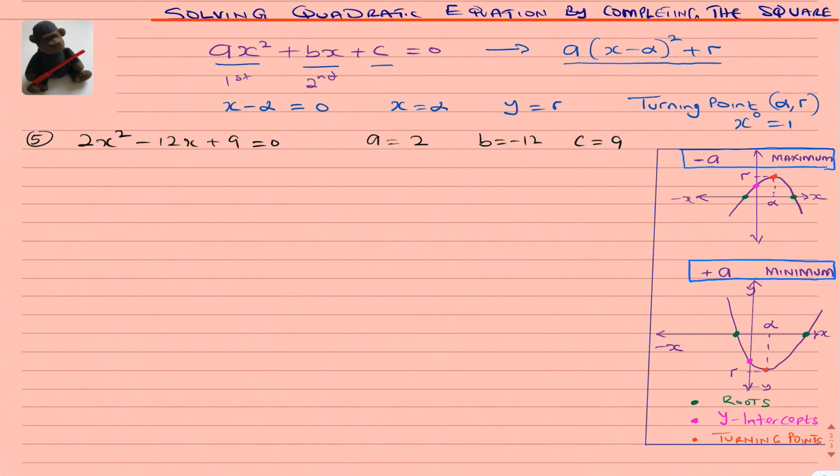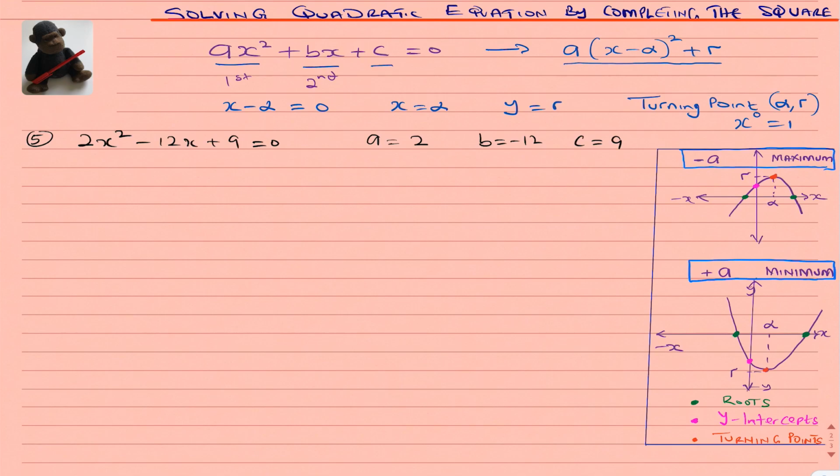Question 5. We need to solve 2x squared minus 12x plus 9. In this case, a is plus 2, and if it's a plus a, it's a local minimum. If you look on the right hand side, it's a local minimum, and that's the way the curve should look like. A is 2, therefore my completing the square of the first two terms is not prepared. We need to prepare it for completing the square by taking the 2 out first.